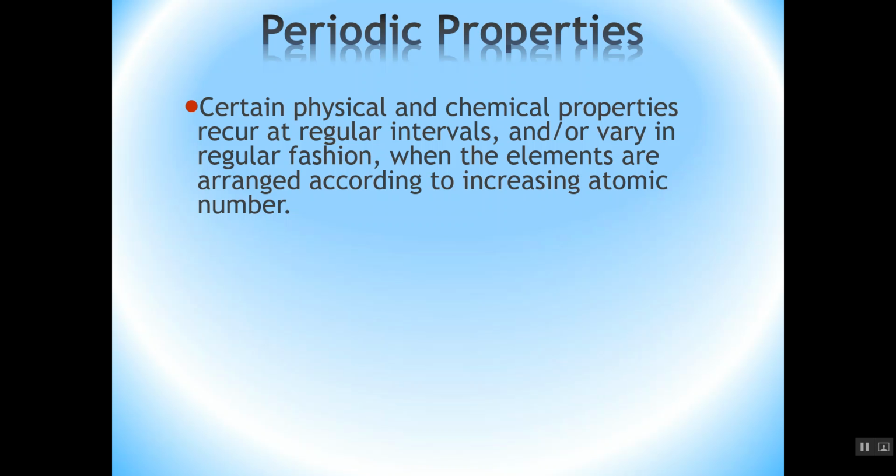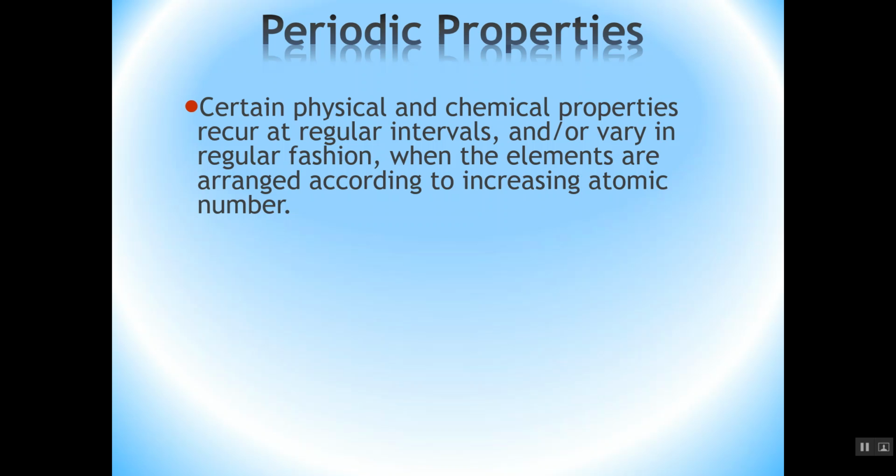As you can see on the screen, there are certain properties, physical and chemical, that recur at regular intervals and/or vary in a regular fashion when the elements are arranged according to increasing atomic number. Earlier in this course, we referred to the person who came up with the first version of the periodic table, Mendeleev.